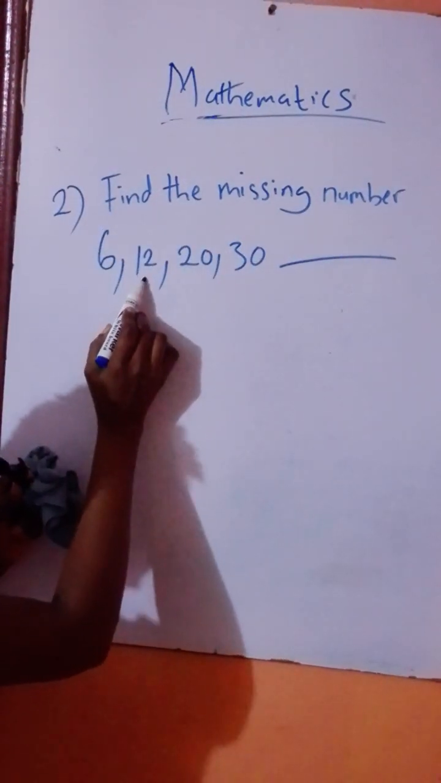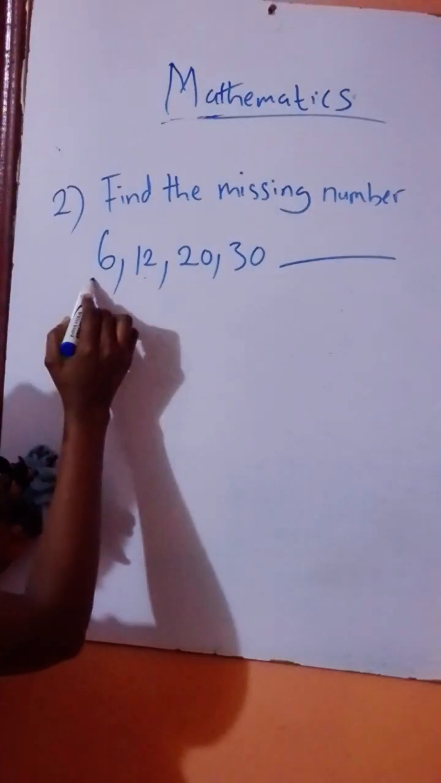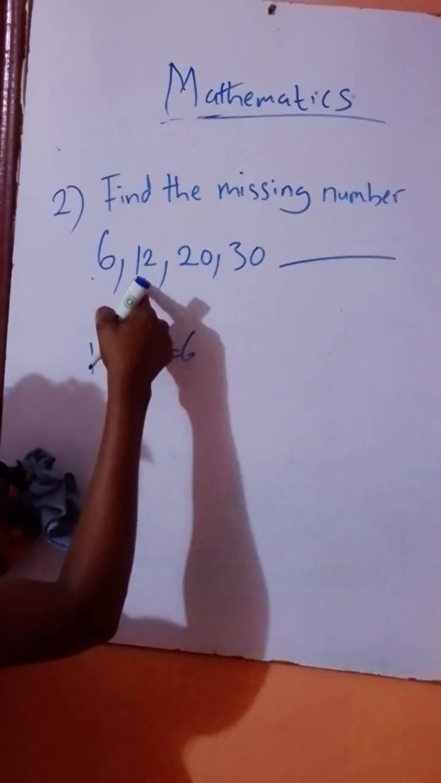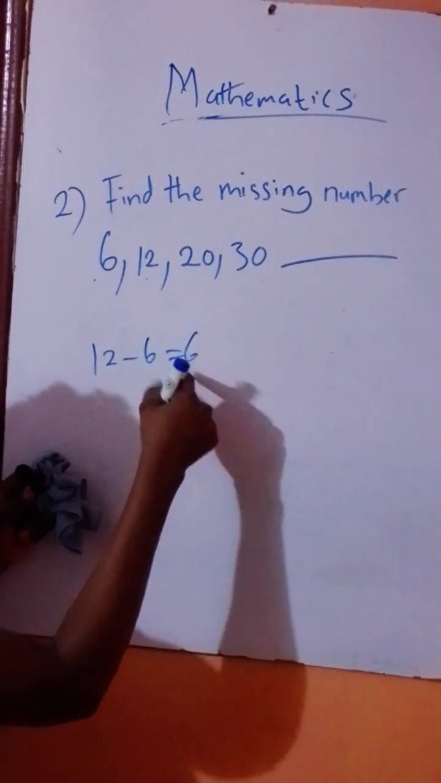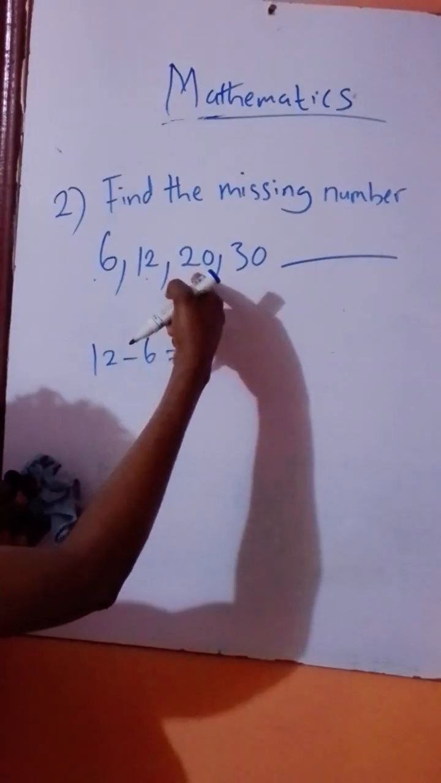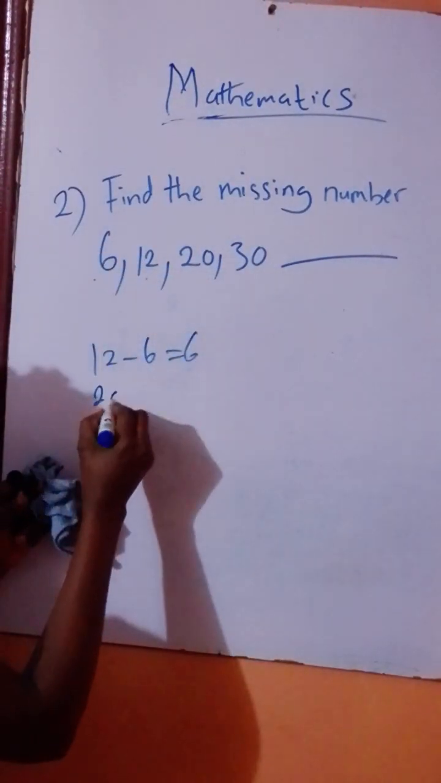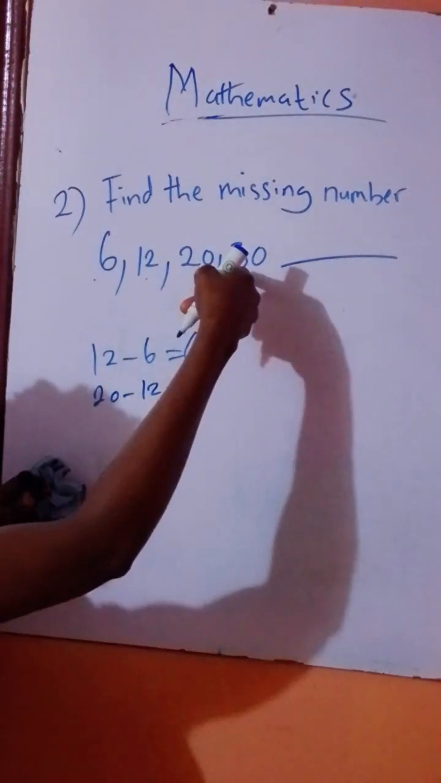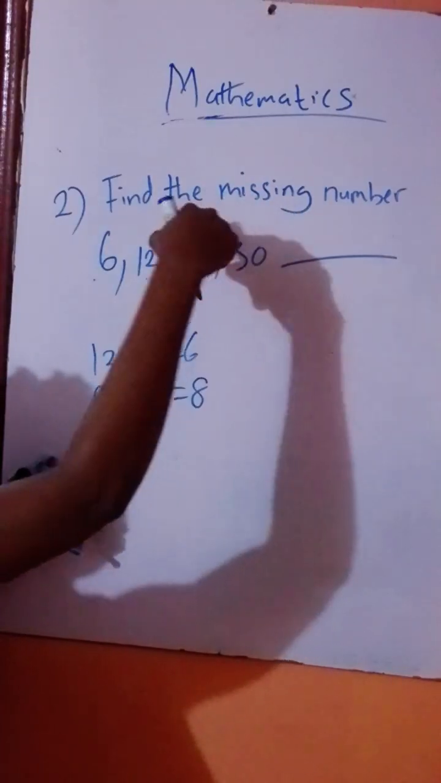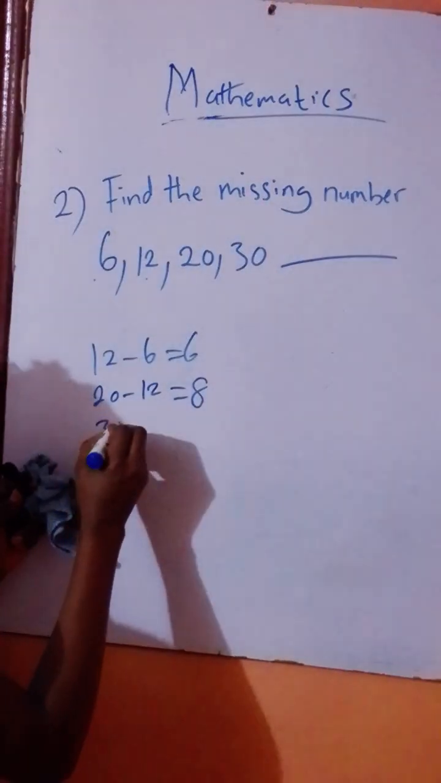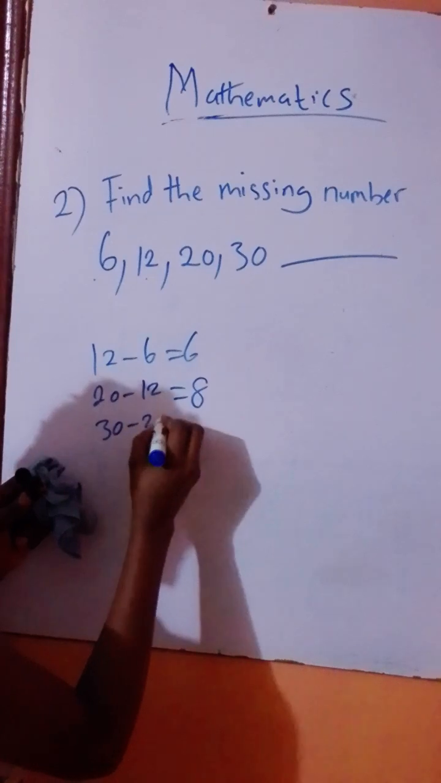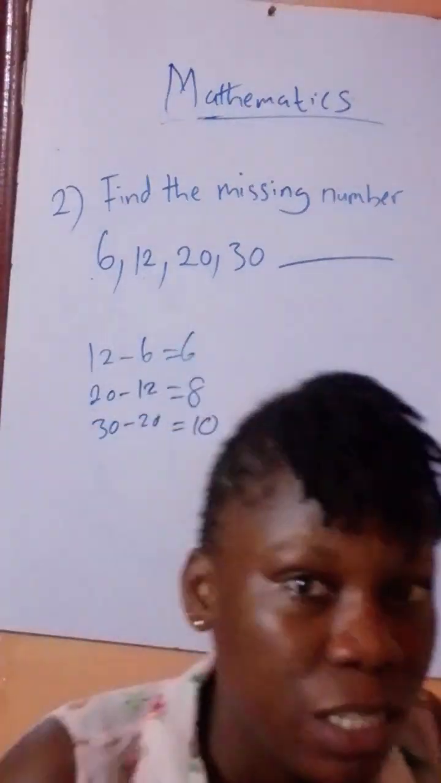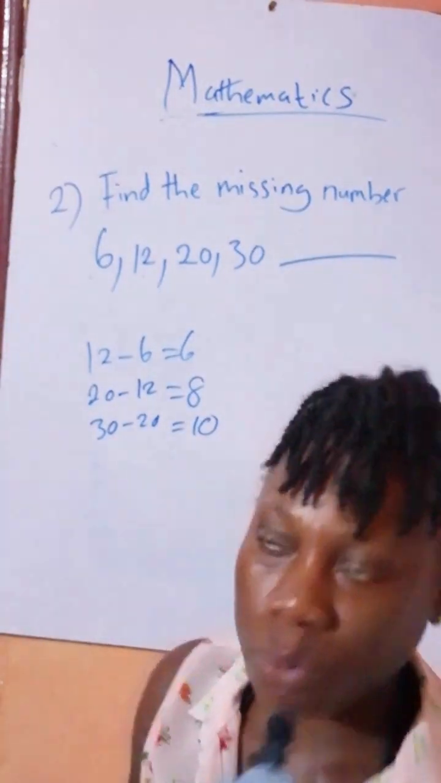You say this 12 minus this 6. 12 minus 6 is going to give us 6. Then 20 minus 12 gives us 8. Then this 30 minus this 20. 30 minus 20 will give us 10. That means the differences are increasing by 2.